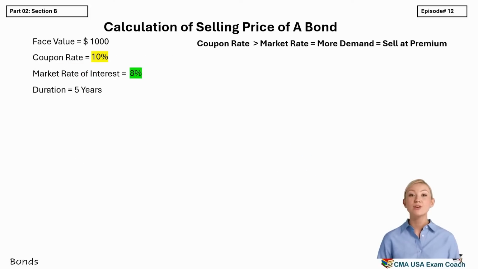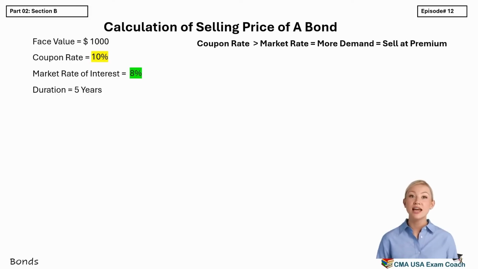Now, we are going to calculate the selling price of a bond, specifically a bond that is being sold at a premium. Let's start by understanding the same previous scenario. The face value of the bond is $1,000. The coupon rate is 10%. The market interest rate is 8%. And the duration of the bond is 5 years. Now, what does this tell us?